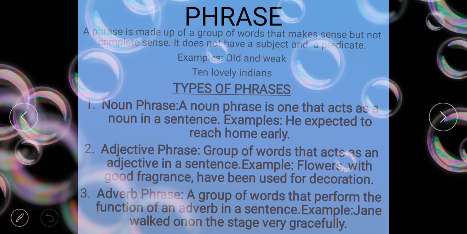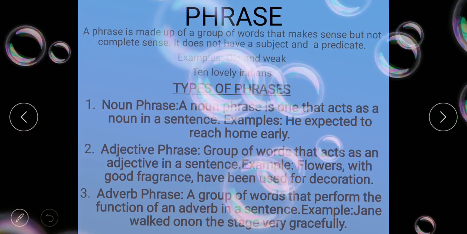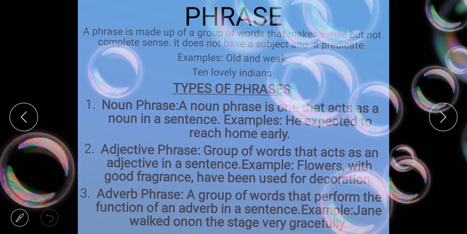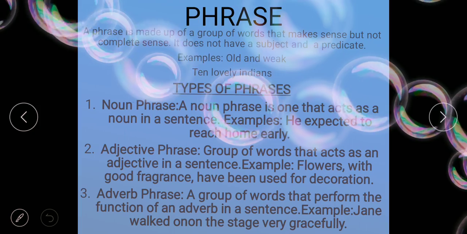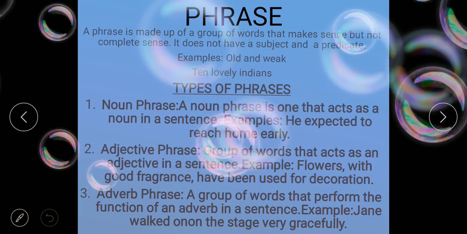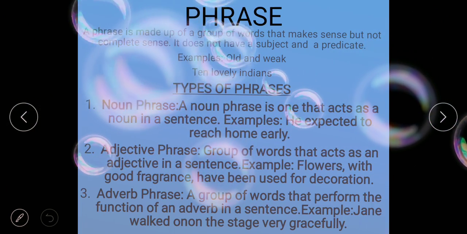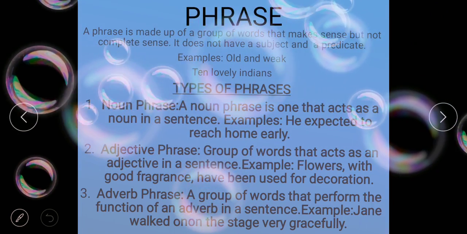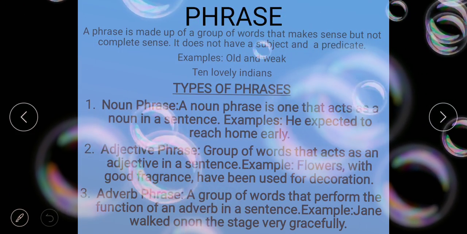Types of phrases. Phrases are of three kinds: noun phrase, adjective phrase, and adverb phrase. A noun phrase is one that acts as a noun in a sentence. Example, he expected to reach home early. If we ask what did he expect, the answer we get is to reach home early. This group of words acts as a noun. It does not have a finite verb, so it is a noun phrase.